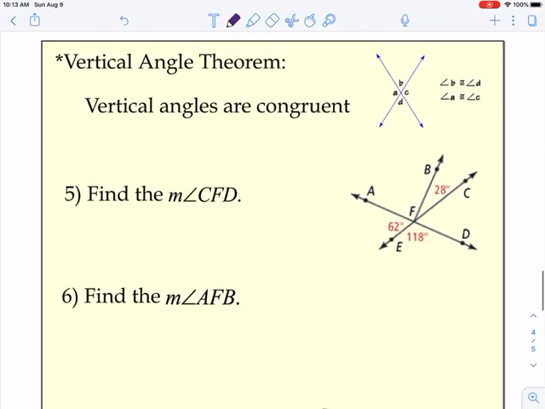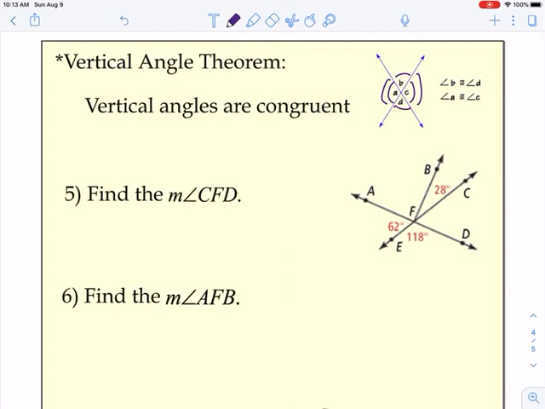Okay, so vertical angles, vertical angle theorem. Vertical angles are congruent. So from the picture on the right-hand side, you can see next to the picture, it tells you the two pairs of angles that are congruent. Angle B is congruent to angle D, and angle A is congruent to angle C.